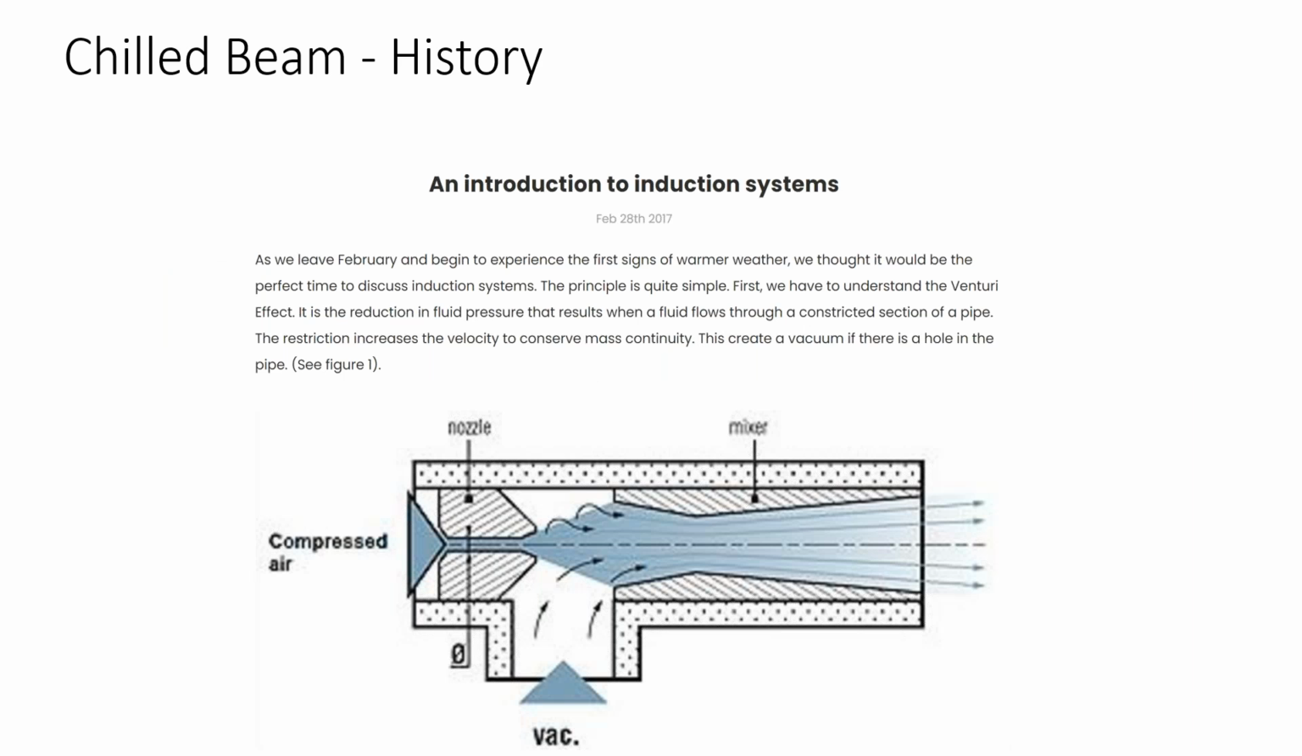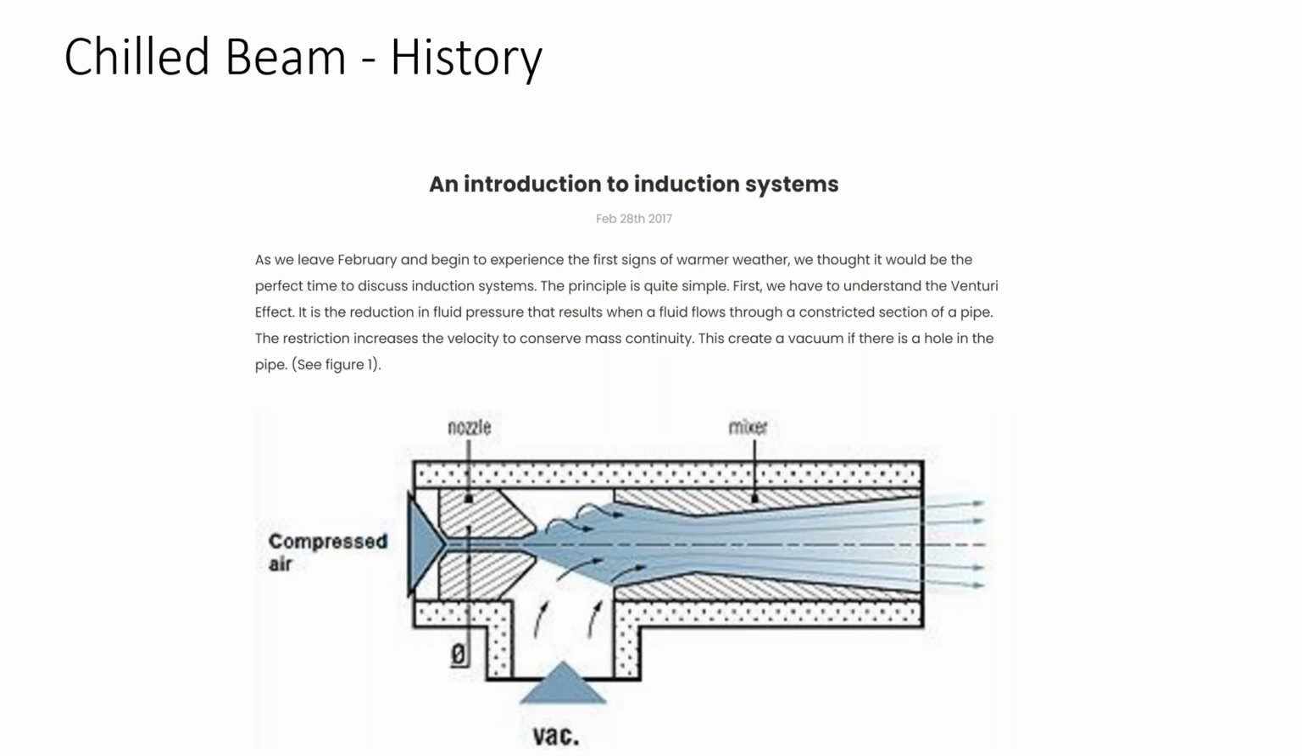So the process itself of induction, Chris did get into, but this is pretty much the technology: you push air through a small orifice, the velocity increases. Once the velocity increases, that creates a negative pressure over whatever source we have, and in this case, it would be the coil in our beam. That negative pressure induces air from the space into that increased velocity air, and then that's pushed down to the space. So this is used in many, many different applications, not just HVAC.